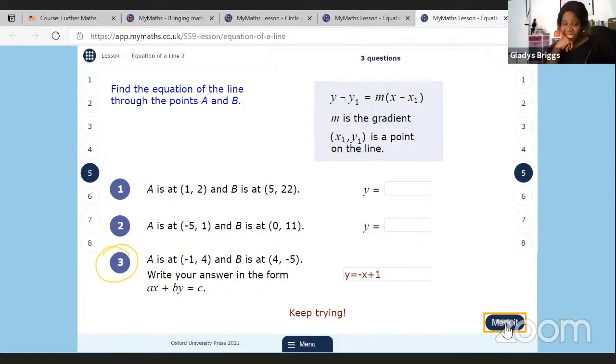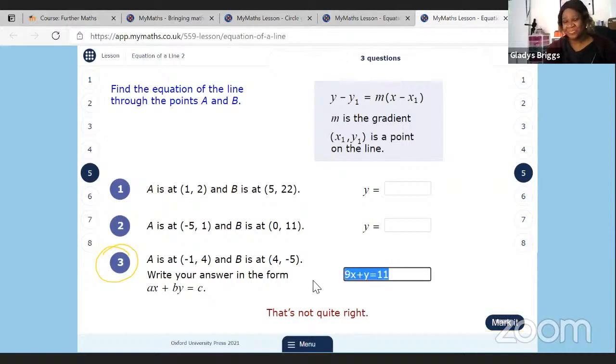But it says in the form ax plus by is equal to c. Let's see, ax, 9x. Okay, wait a minute. 9x plus y is equal to 11. And I'm going to write yours and see. No.